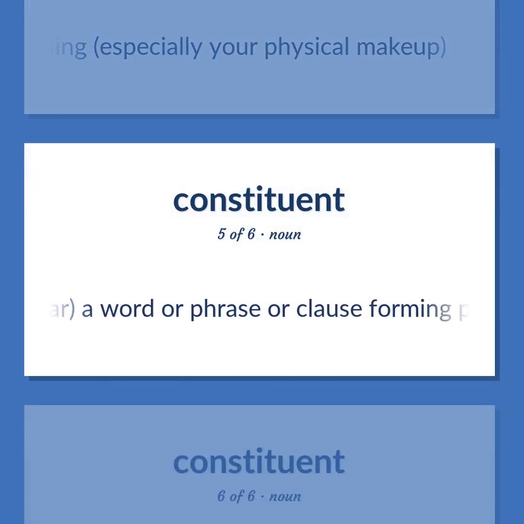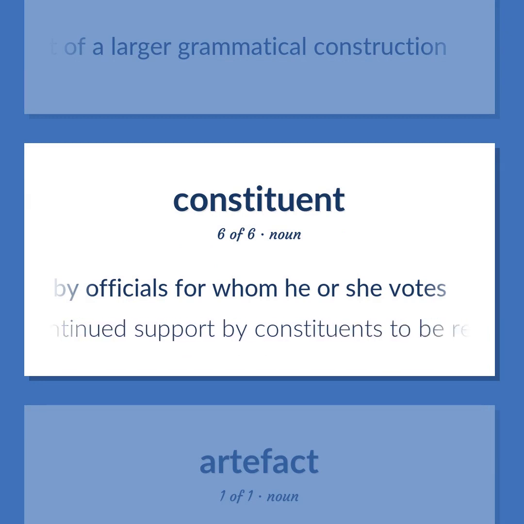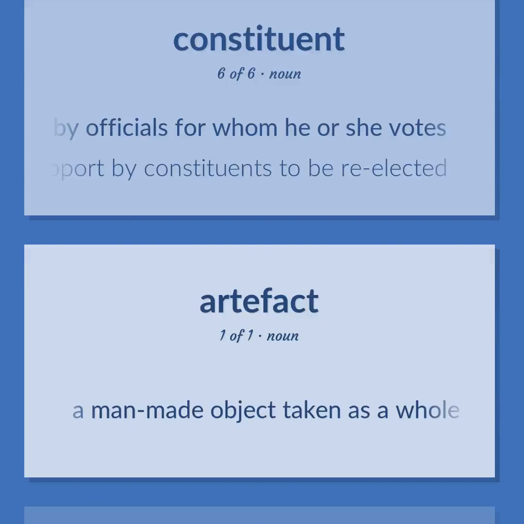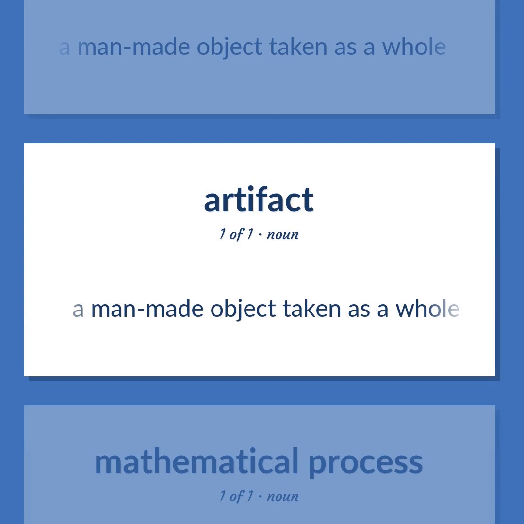Grammar. A word or phrase or clause forming part of a larger grammatical construction. A member of a constituency. A citizen who is represented in a government by officials for whom he or she votes. Needs continued support by constituents to be re-elected. A man-made object taken as a whole.